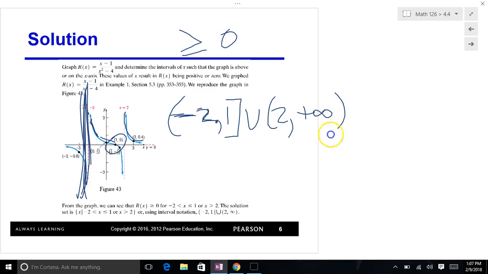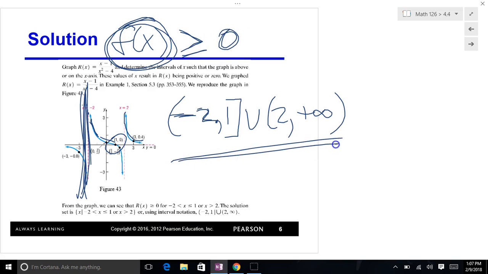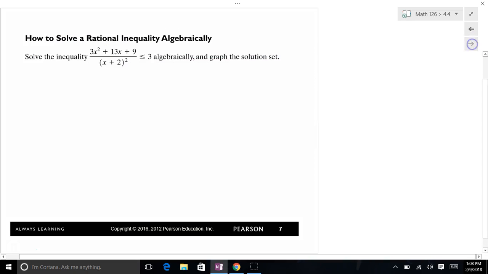And we keep going on our x's. Okay, so we're saying where's the function? Where are my y values greater than or equal to 0? And then we name it in terms of our domain, in terms of our x values such that it makes that true. Now let's do our last one here, algebraically.